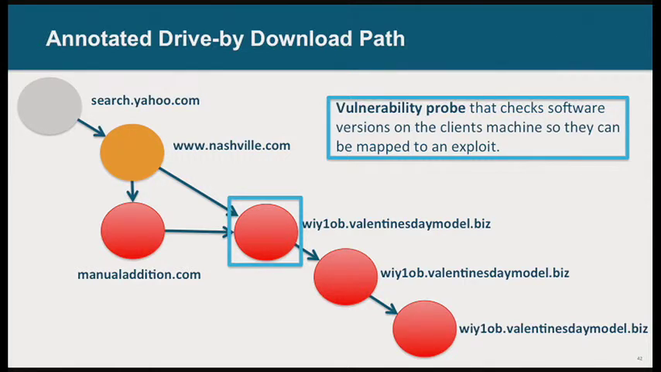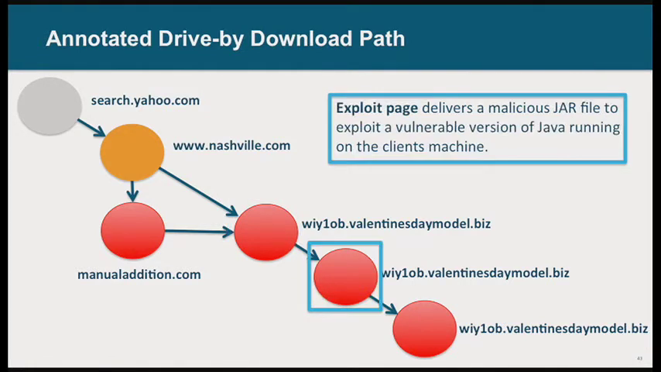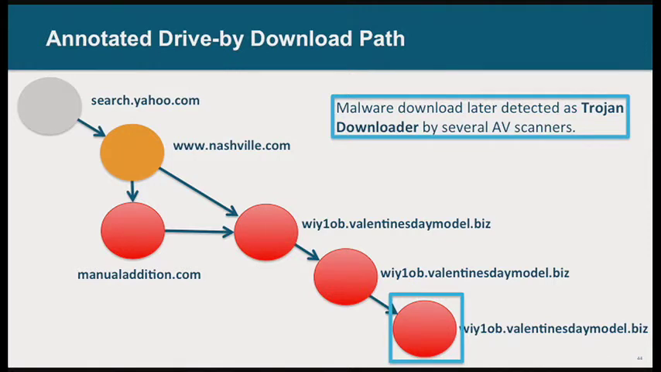And so it checks to see what version of Adobe PDF the user is running, what version of IE, what version of Silverlight, what version of Java. And it eventually maps a vulnerable version of Java on the user's machine with an exploit that they have. And so it redirects the user to an exploit kit that delivers a malicious jar to them. And so the jar file is downloaded by the user. It exploits the user's Java vulnerability. And then the shell code ends up downloading a malicious binary.